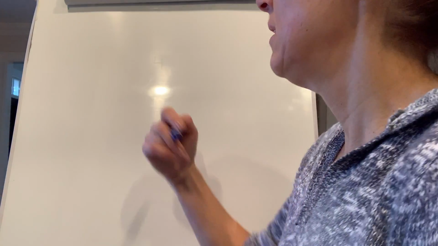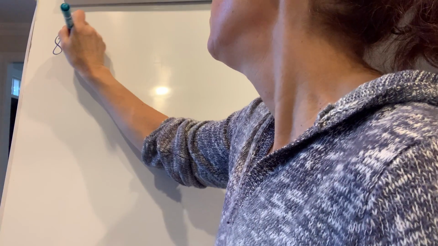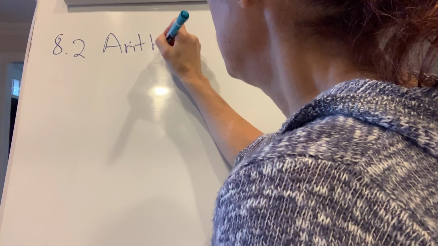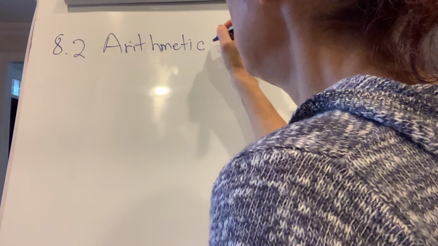Good morning, everybody. Today we're on section 8.2, arithmetic sequences and series. That sounds funny, right? Let me spell it for you. So I'm going to give you a little English lesson.